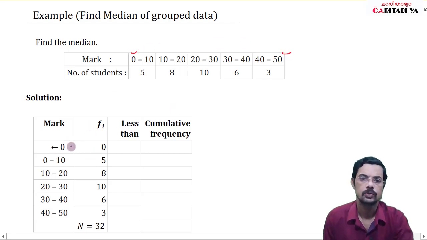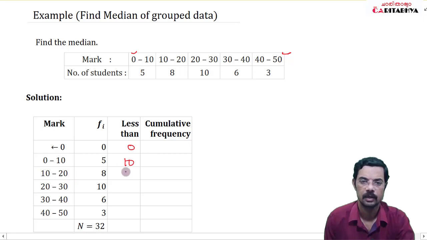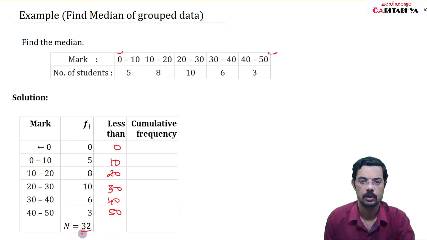When I take the less than upper boundary point, in this class we have an open-ended frequency. So here the upper boundary point is 0, here it is 10, here 20, here 30, here 40, then here 50. When you add all the frequencies, the sum will be capital N, the total number of observations. Is that okay? Hope it is okay.